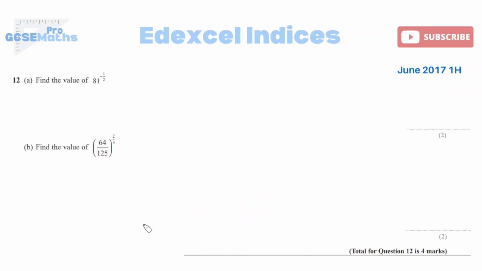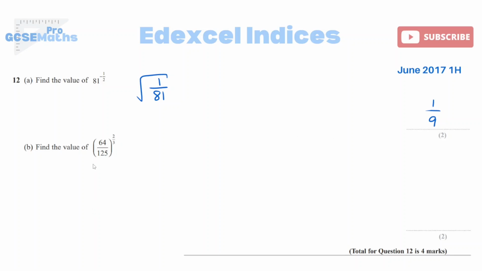Okay, very similar questions again. So, find the value of 81 to the power of negative a half. Well, you might just remember it from the previous one. Half means square root, and negative means reciprocal. So, the reciprocal is obviously 1 over 81. And then the power of a half means square root. Again, just square root the top and the bottom separately, so that's 1 over 9.